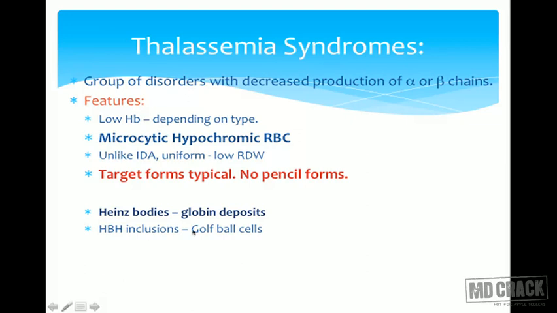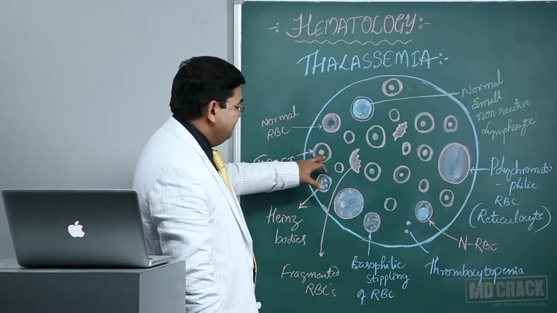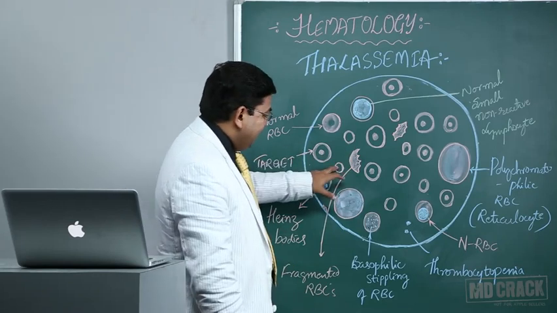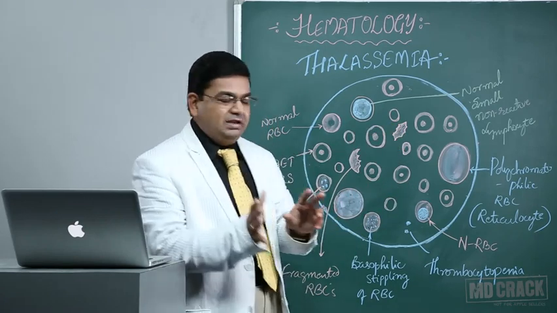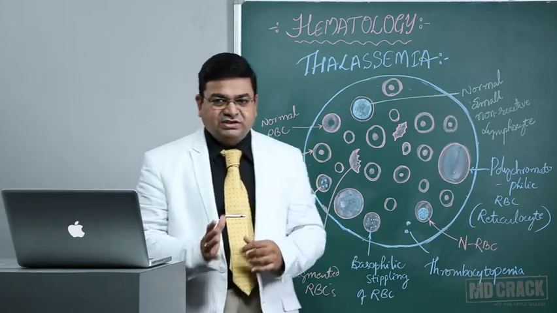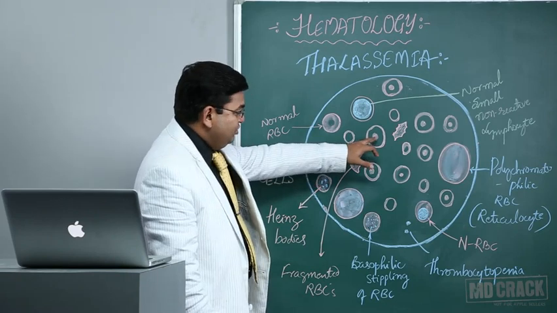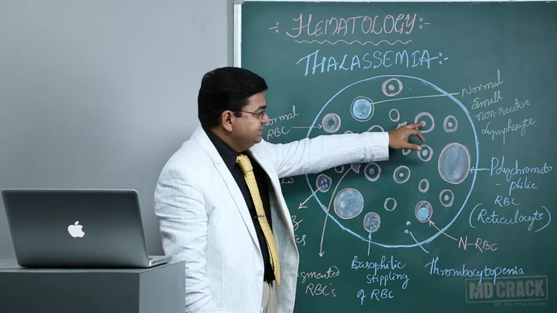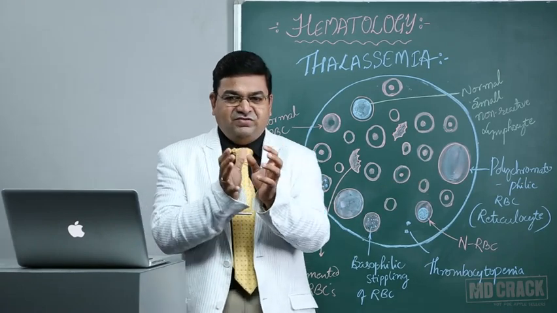So let us have a look at these peripheral smear findings. The classical cases of thalassemia will show excess numbers of these RBCs. There will be a background of microcytic hypochromic anemia. In the microcytic hypochromic anemia, there will be a good number of these target cells. What are these target cells? These are the RBCs which show a central area of hemoglobinization. Hemoglobin accumulates in the center of the RBCs.